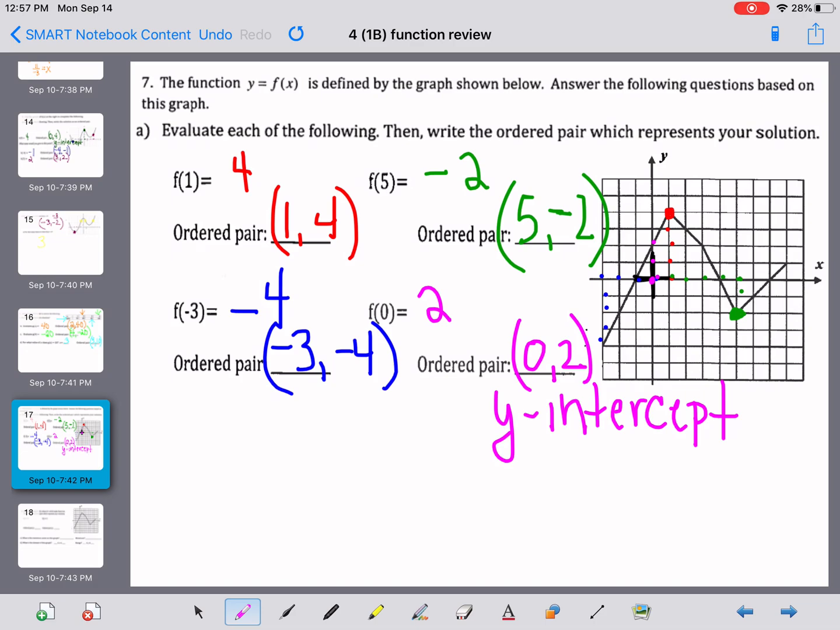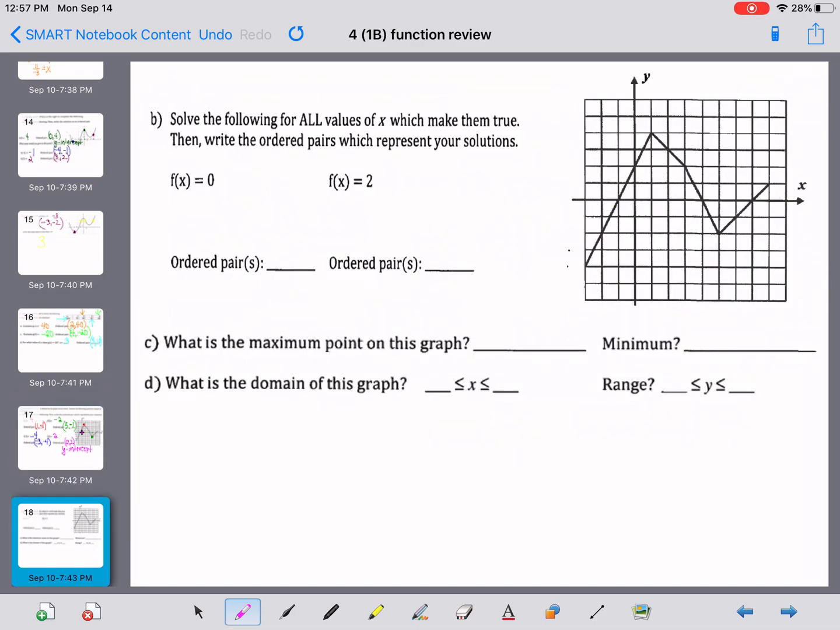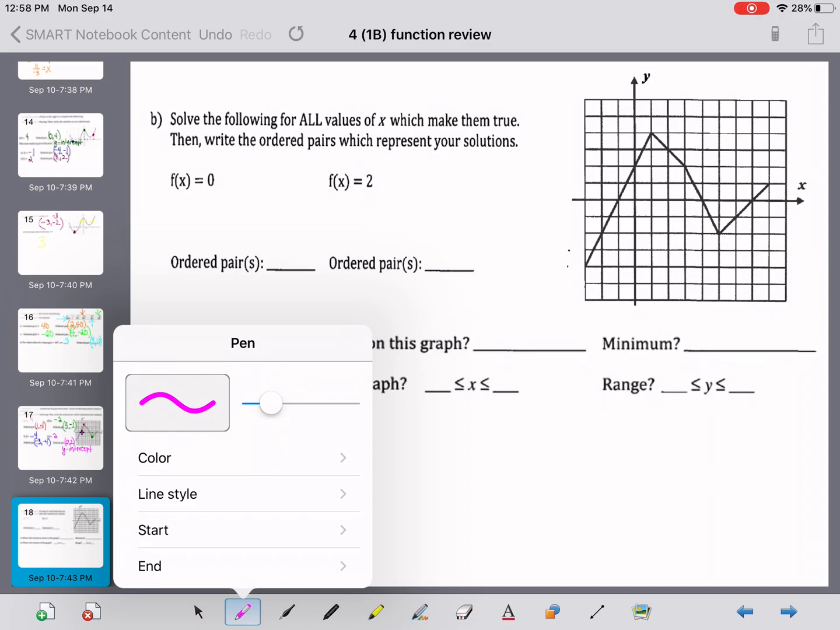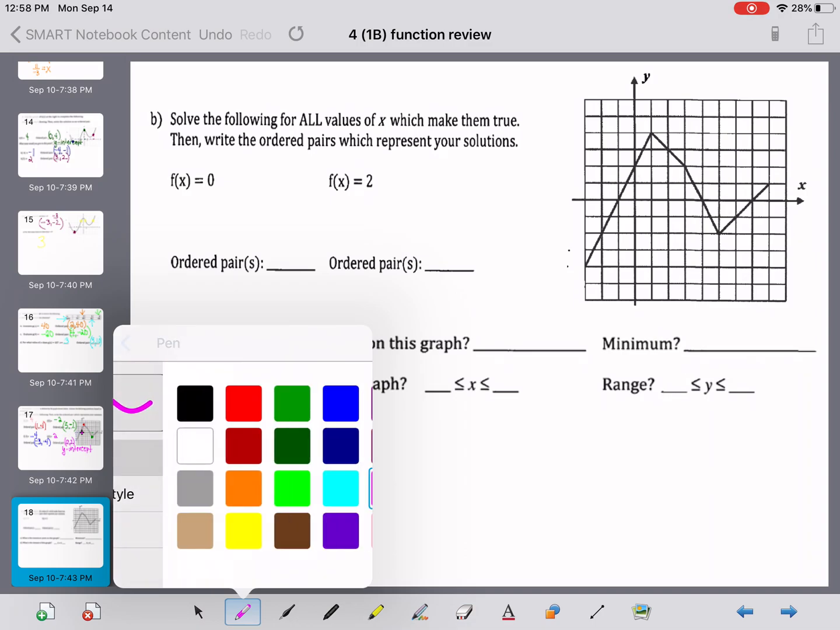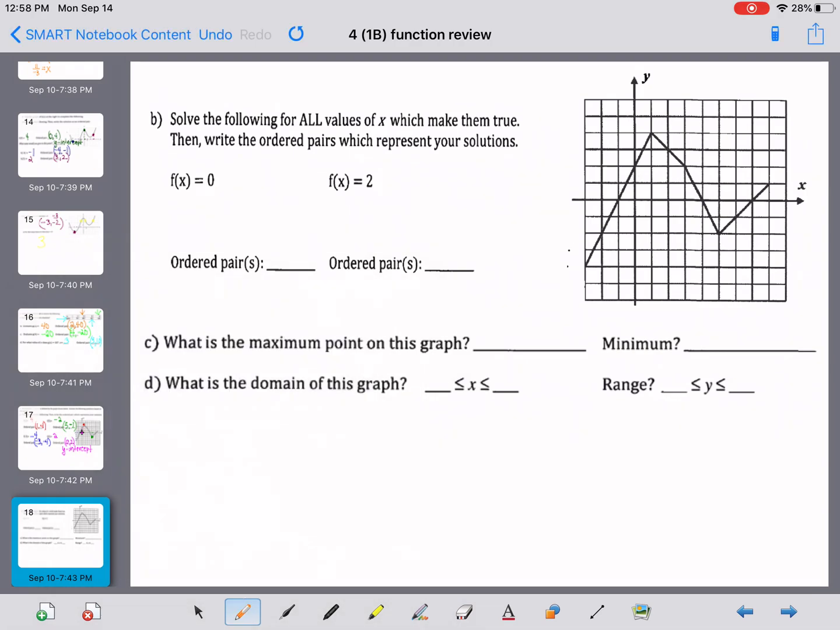And as we get close to finishing, same picture, it says solve the following for all values of x which make them true, then write the ordered pairs which represent your solutions. So notice this says f of x equals 0. So we're finding, it says solve the following for all values of x. We need to find x this time. So when we come over here, here's a value where we've got a 0. Here's a value where we've got a 0. Here's a value where we've got a 0.